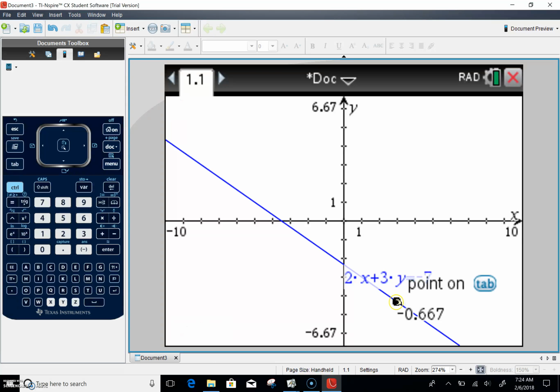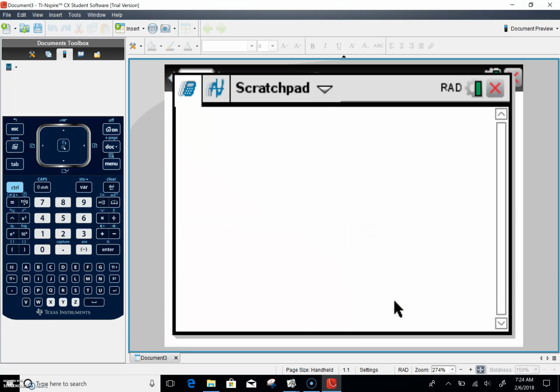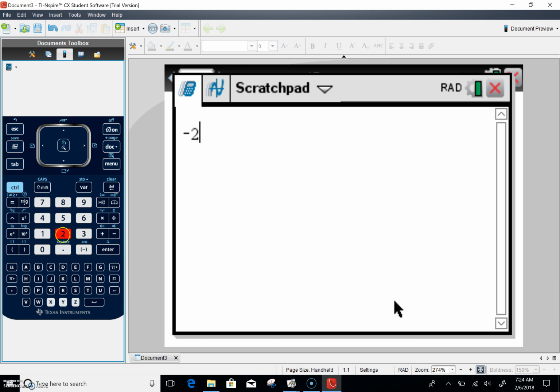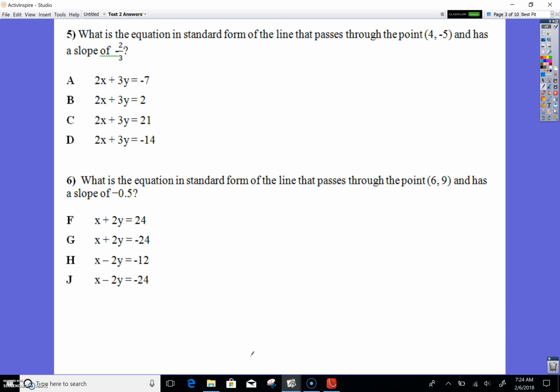It's negative 0.667. So we have to look to see if the slope is negative 0.667. So I'm going to put negative 2 divided by 3, control enter to change it. You see, it is negative 0.667. So on our first try, that is correct.